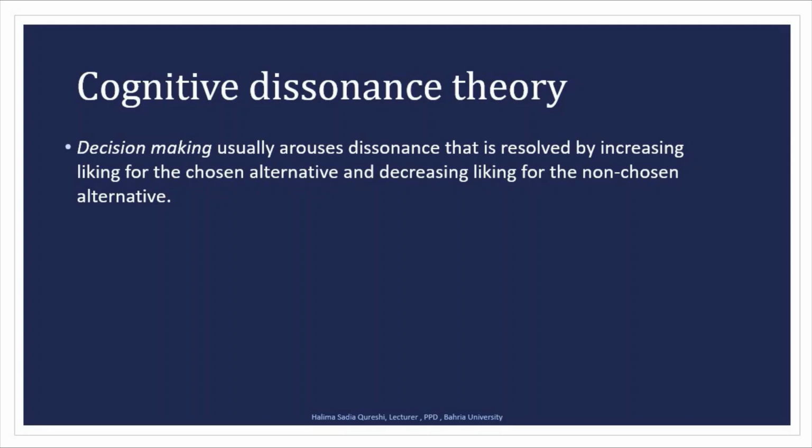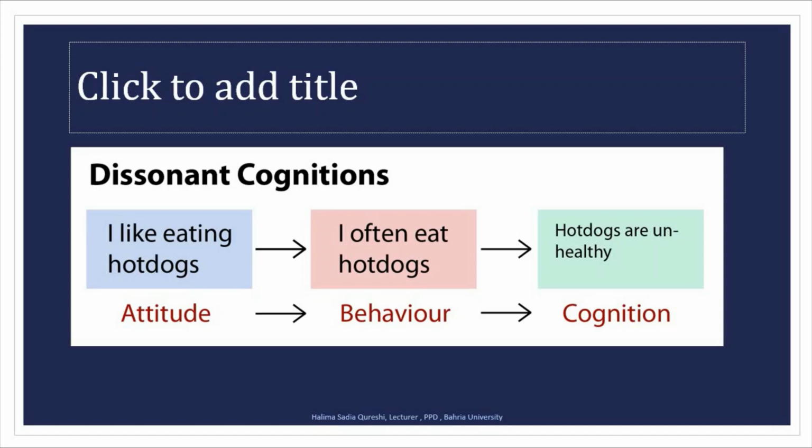So you can decrease the intensity of dissonance through your decision making. Then another example of cognitive dissonance and dissonant cognitions is when the attitude and behavior are going in the same direction, but the cognition is different, which creates the conflict and the disturbance in your actions and behavior.